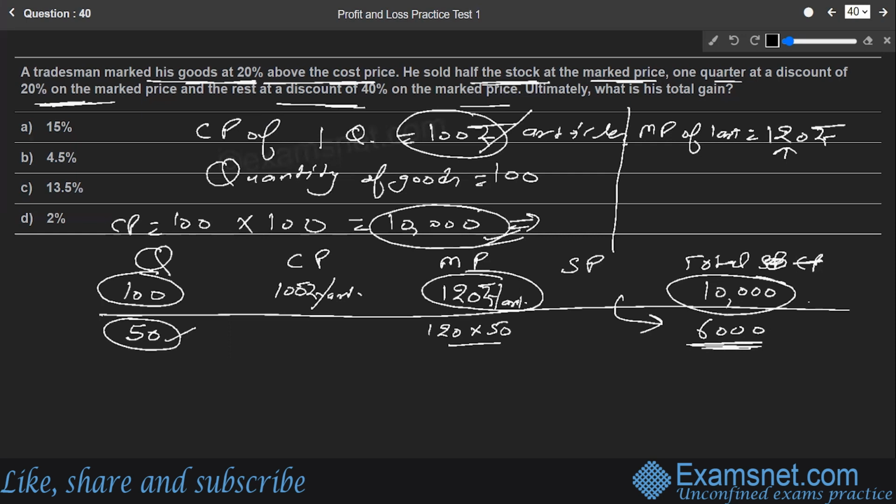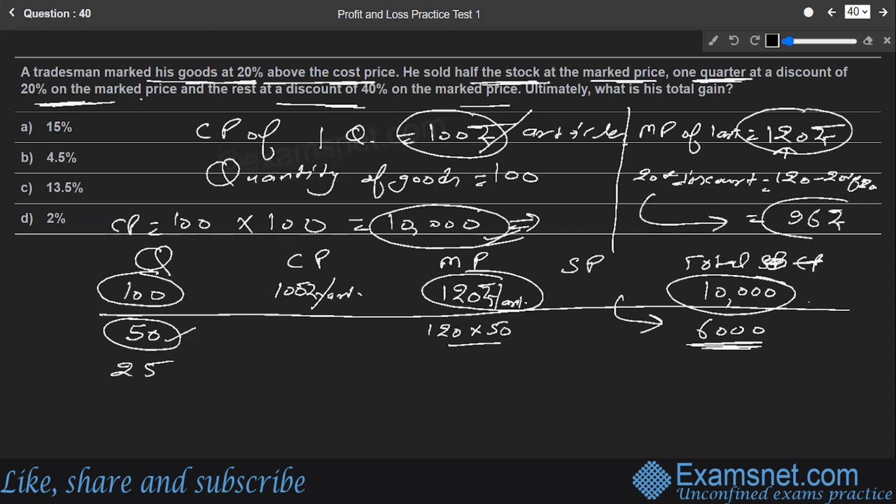Okay, in the next lot, what has he done? One-fourth. Let us do the one-fourth. One-fourth of 100 is 25 articles, each sold at a discount of 20% on the mark price. The mark price is 120. If you give a 20% discount on 120, it is 120 minus 20% of 120. That reduces to 96 rupees. So the 20% discounted mark price is 96 rupees.